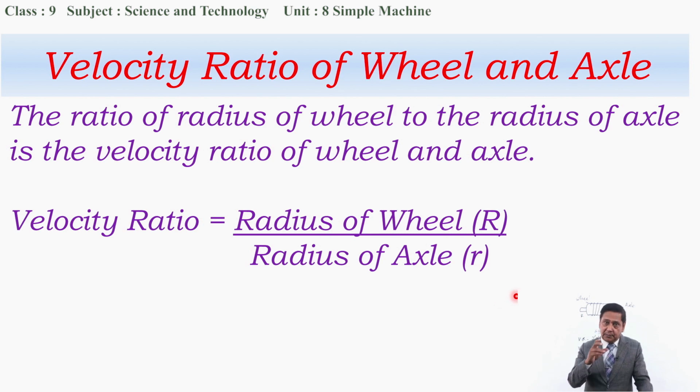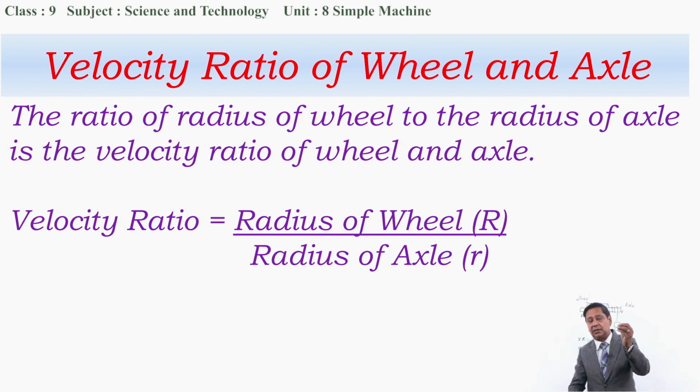In different simple machines, this formula for velocity ratio is different. In the case of the lever, what I told you in the previous class, the ratio of the distance traveled by the effort to the distance traveled by the load is called the velocity ratio in the lever.